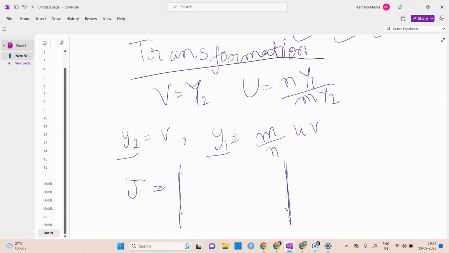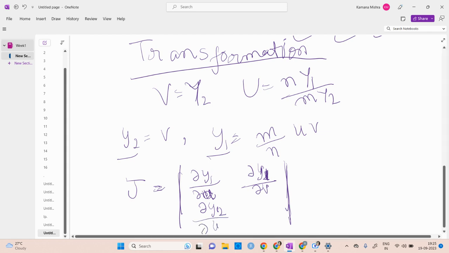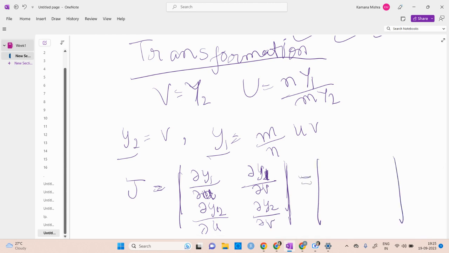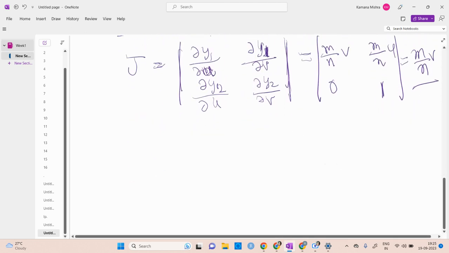Now rather than d, we will have del, because that will be the partial differentiation. So del of y1 divided by del u, del of y1 divided by del v, and then del of y2 divided by del u, and del of y2 divided by del v. So here with u it will be m upon n v, here with v it will be m upon n u, and here with u it will be 0, and here it will be 1. So it will be ultimately m upon n v. So that one will be the Jacobian.